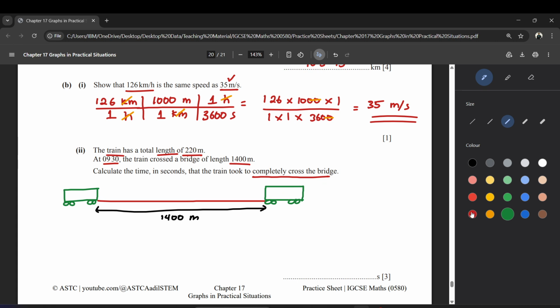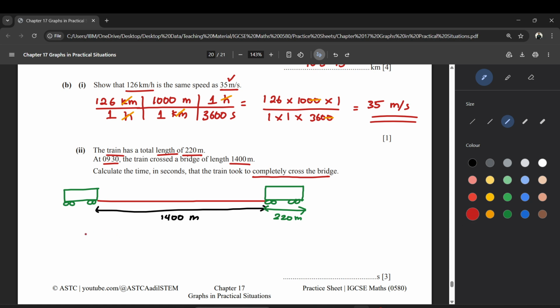That means that the train has actually traveled an additional 220 meters, which is the length of the train itself. So the total distance which is traveled by the train is not only 1400 meters, it is actually 1400 meters, which is the length of the bridge, plus 220 meters. Because I just showed you what was the initial position. The position after crossing the bridge would have been over here, right? But because it asked us to completely cross the bridge, it has to travel another 220 meters. Okay, so I hope that you understood that.